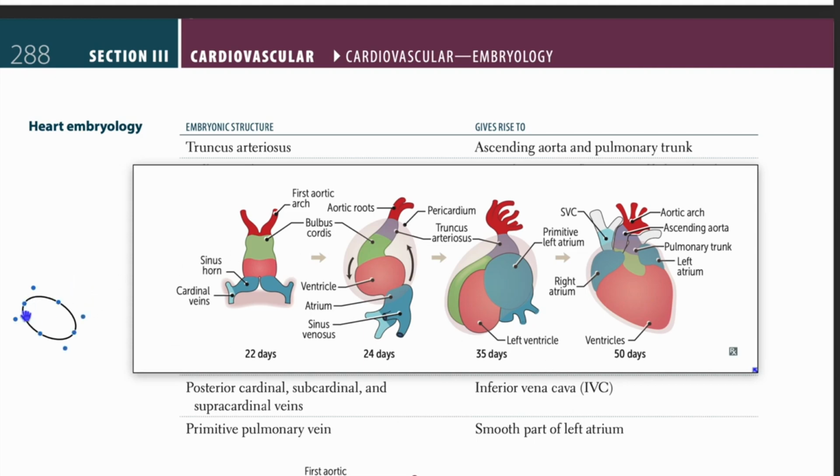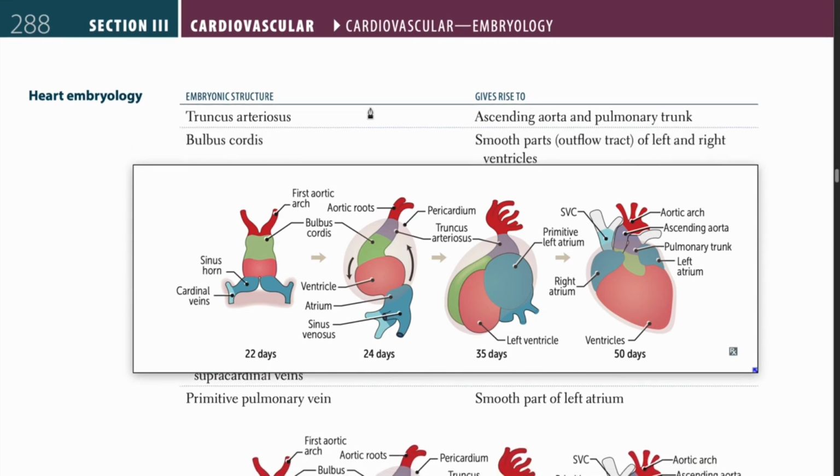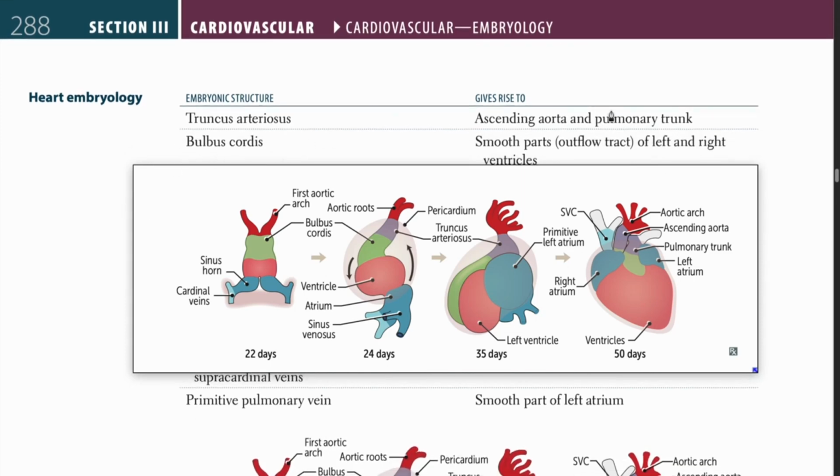So the truncus arteriosus, it's in the name, right? It makes the two trunks, the trunks for the aorta and the pulmonary trunk. Then bulbus cordis. This is the smooth part, outflow tract of left and right ventricles.